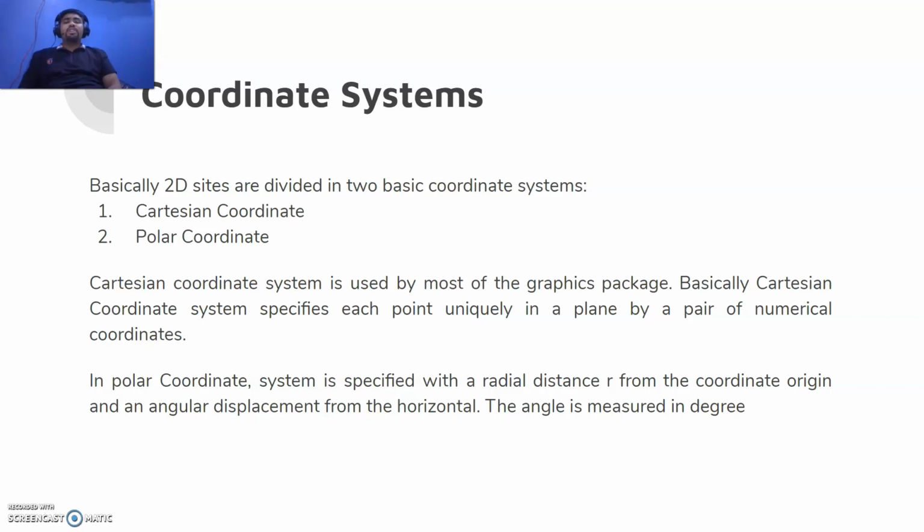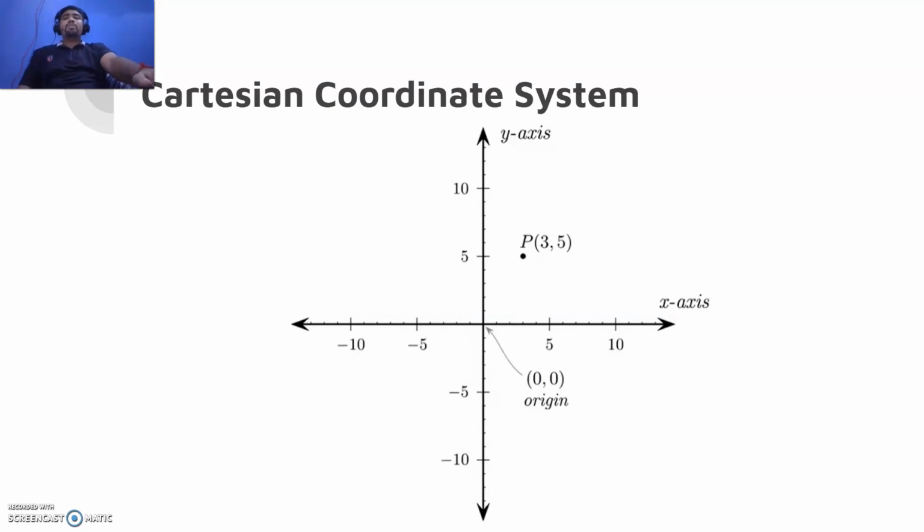That is the polar coordinate. Now, polar coordinate also uniquely identifies a point onto the screen with the help of its radial distance r from the origin, and its angular displacement from the horizontal axis, that is your x-axis. And this angular displacement is measured in degrees. Now, this is an example of a coordinate system.